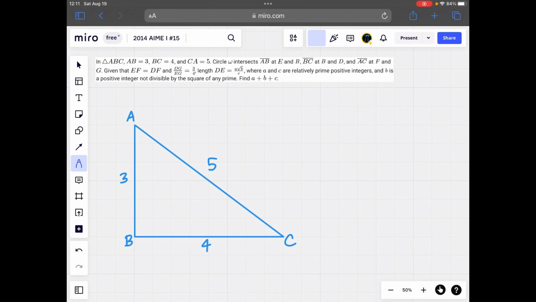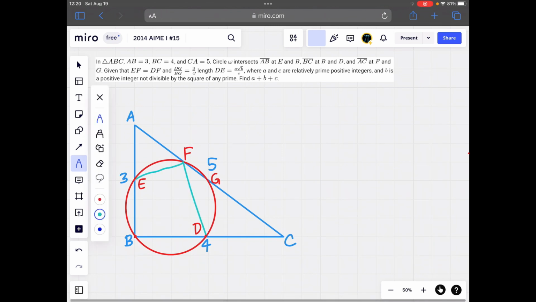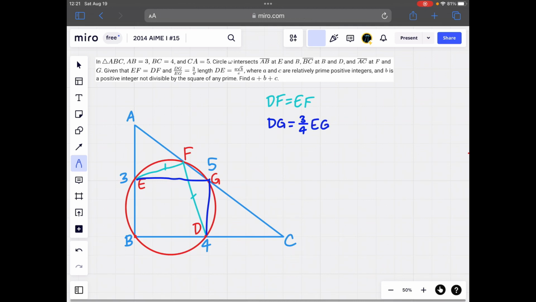We have this triangle ABC, which has side lengths 3, 4, and 5, and we also have circle omega, which intersects AB at E and B. So it's at one point B here, and another point E somewhere up here. It also intersects BC at B and D, so the other point D is somewhere along BC, probably over here. And AC at F and G. Those are the 2 points where the circumcircle of triangle BED intersects AC. We know DF equals EF, and DG over EG equals 3 over 4. So we can write DF equals EF, and DG equals 3 over 4 times EG.